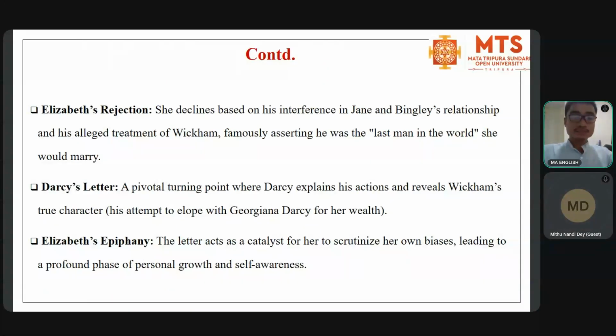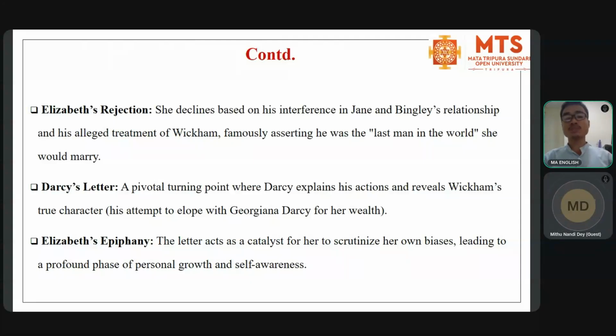Elizabeth says that it is an insult to her family. She also said that Mr. Darcy interferes too much in the relationship of her sister Jane and Bingley. So his proposal was turned down. Then Mr. Darcy writes a letter to Elizabeth explaining the false story told to her by Mr. Wickham.